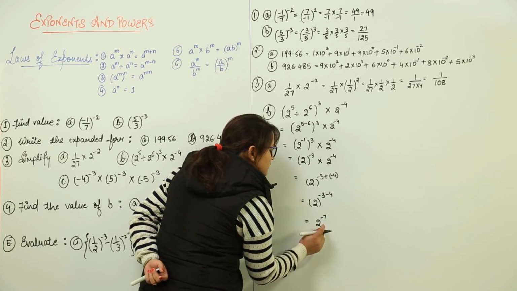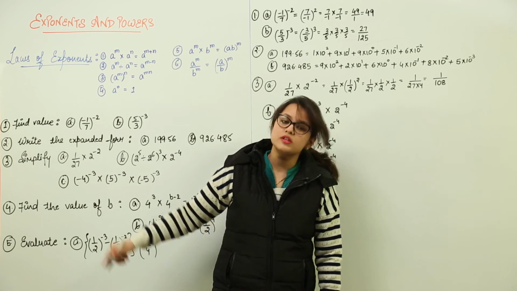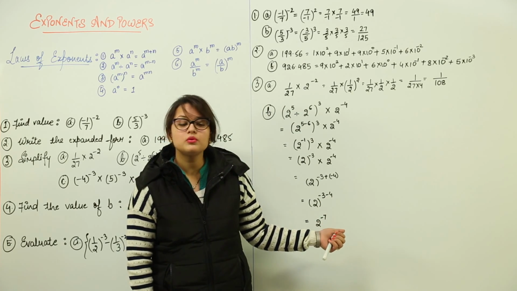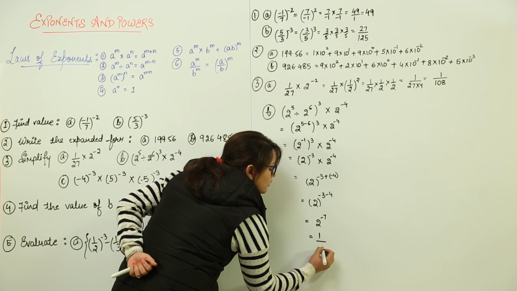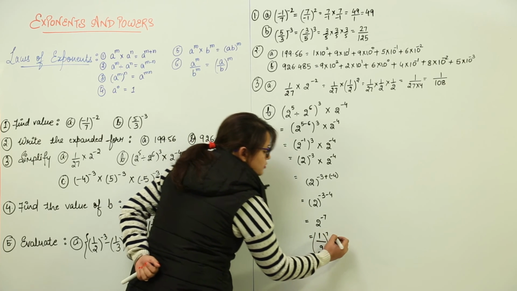Now we can't leave our answer like this in exponential form. Why? Because the question has already told us to simplify it. Now to simplify it, we have to convert it into the other form. The other form will be 1 upon 2 raised to the power 7. Now how to solve this?